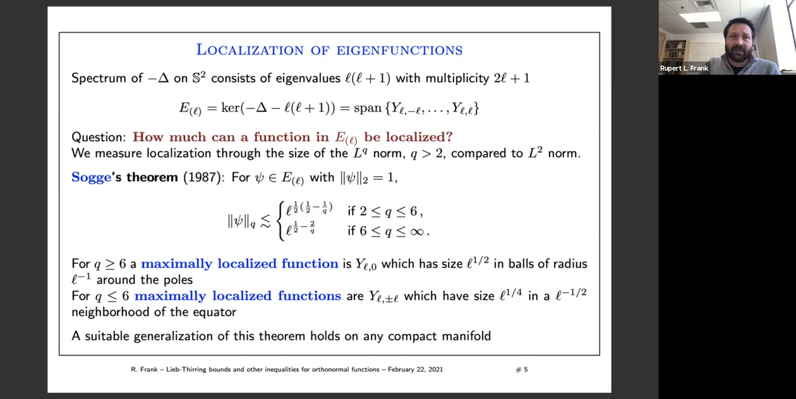Zog proved this not only in the case of S2, but actually for any compact manifold in any dimension. And he has certain exponents. 6 is the corresponding exponent for 2 dimensions where this behavior changes. But it's always this dichotomy, between point localization for large Q and localization on pieces of a geodesic, or pieces which are order 1 in one direction and small in the other directions.